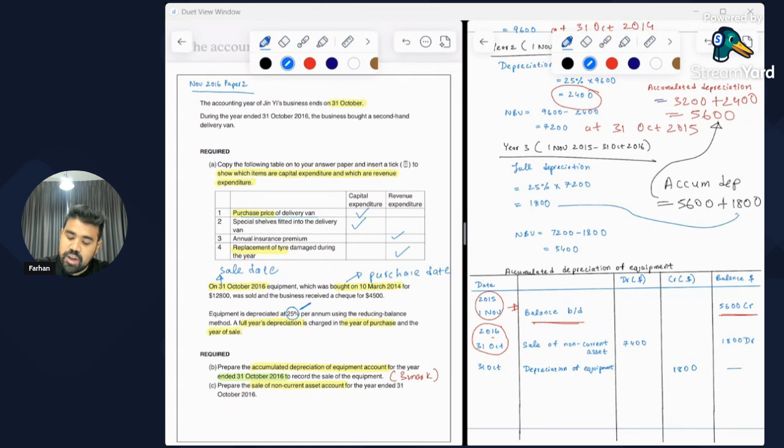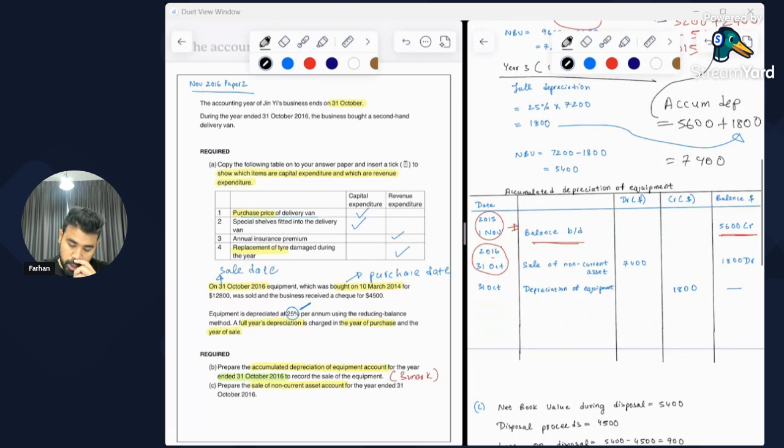Additional 1,800 that we have calculated for year 3. So altogether, we are getting 7,400 for years 1, 2, and 3 combined, okay? So that's 7,400 in total for 3 years of accumulated depreciation. Now, this is what we have included within the debit column here. And the cross-reference for the account we have used in this case is the sale of non-current asset. Why do you think it's within the debit column, 7,400?